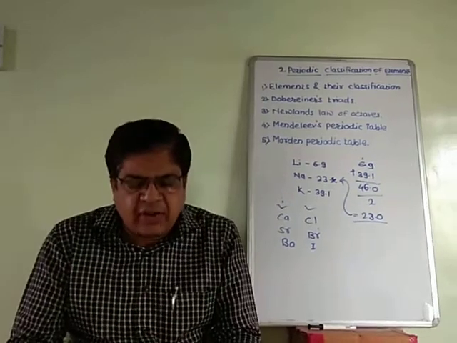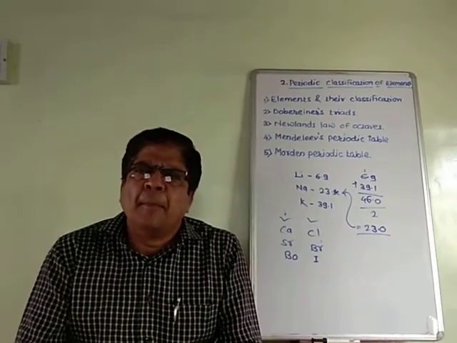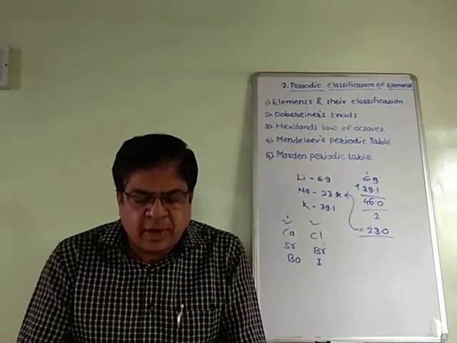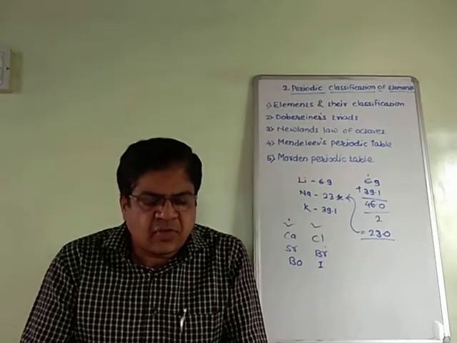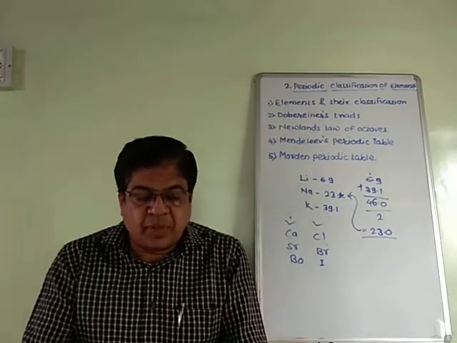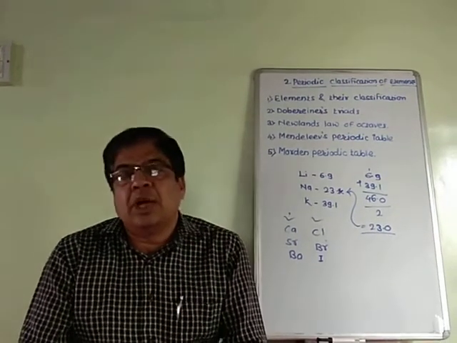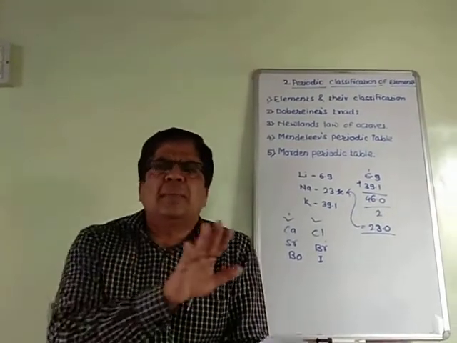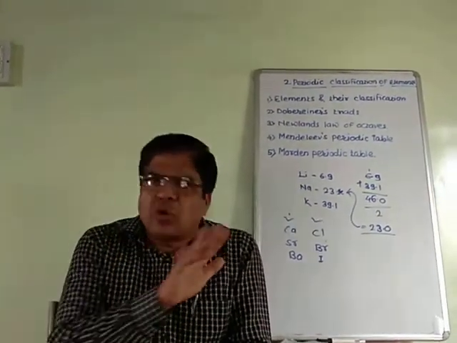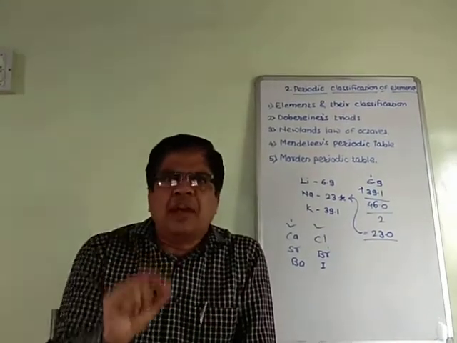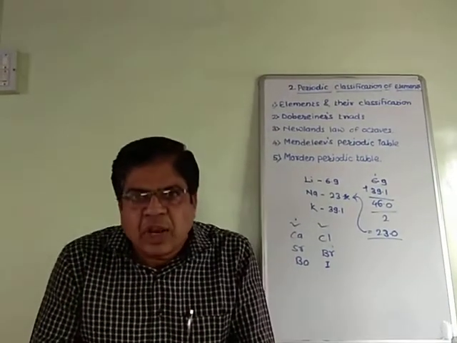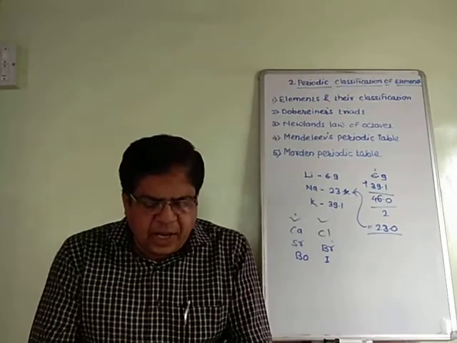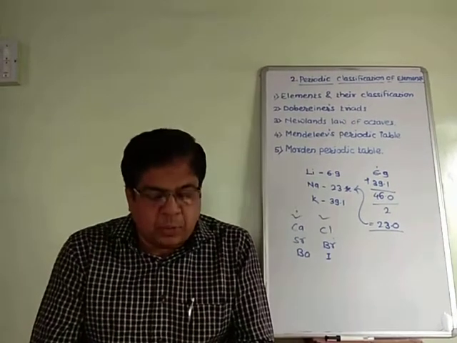Then the English scientist Henry Moseley changed Mendeleev's periodic table totally. Through an experiment with an X-ray tube, he revealed that atomic number is a more fundamental property of an element than atomic mass. Atomic number is denoted by the letter Z. That means he changed the periodic table totally. Atomic mass is not the fundamental property; atomic number is the fundamental property, as told by Henry Moseley, an English scientist. Properties of elements are a periodic function of their atomic numbers.